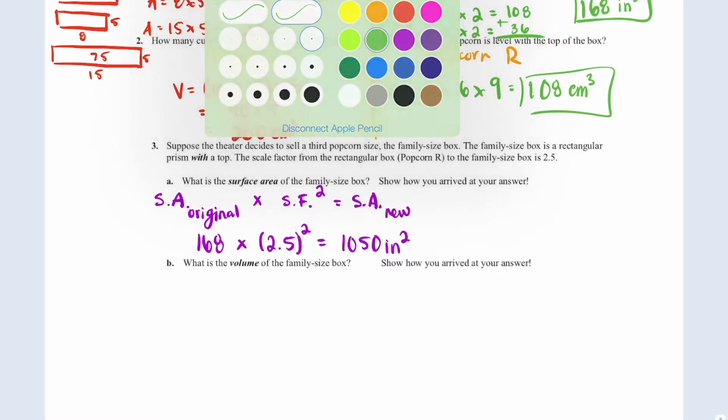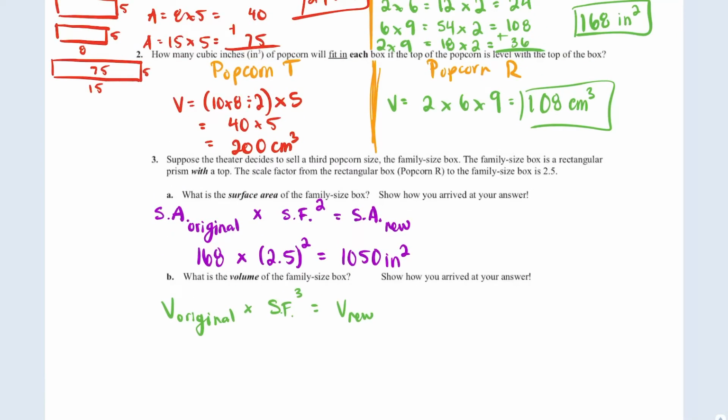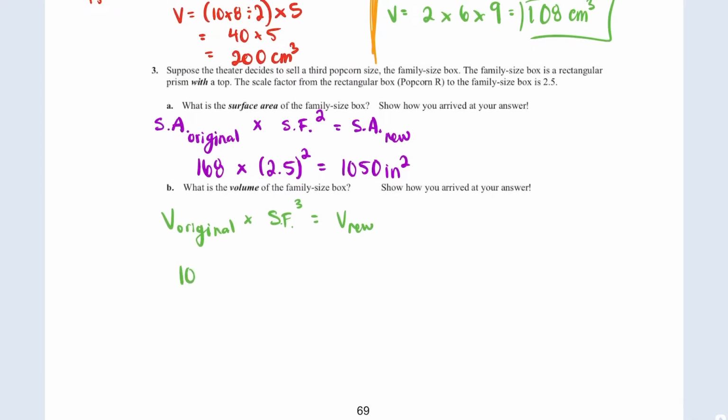Okay, and we have a very similar formula for the volume. Remember the volume, you start with the volume of your original, and you multiply that by the scale factor, not once, not twice, but 3 times in order to get your new volume. So we're working with 108 from Popcorn R. So 108, we're going to multiply that by 2.5 3 times in order to get our new volume. So I would start with 2.5 and cube it, please.